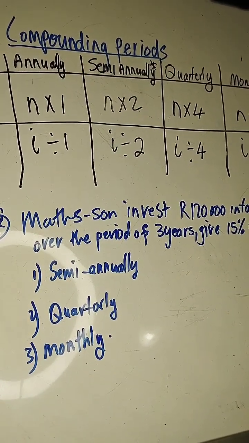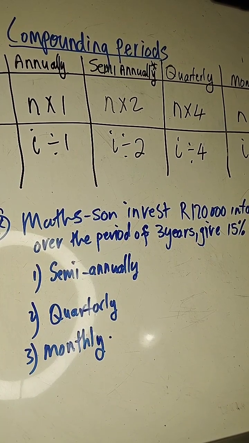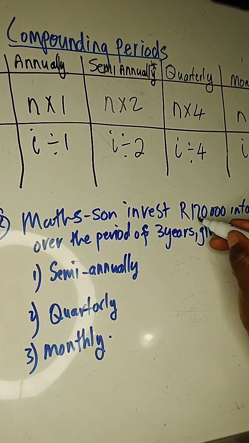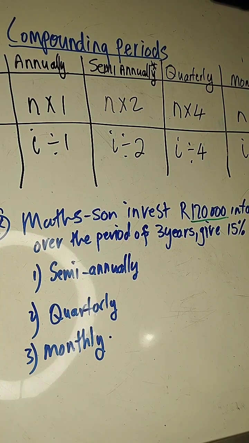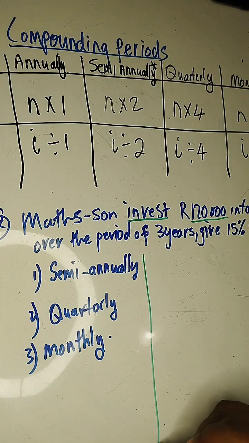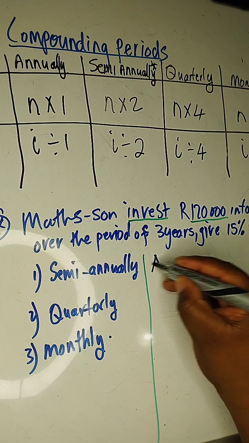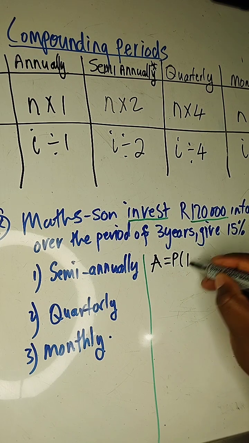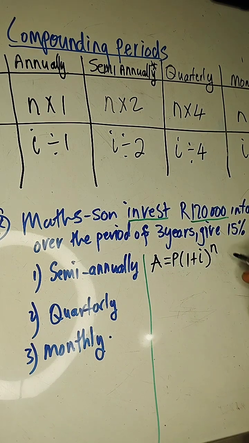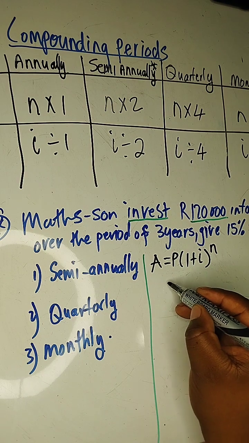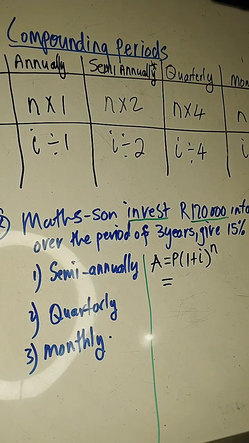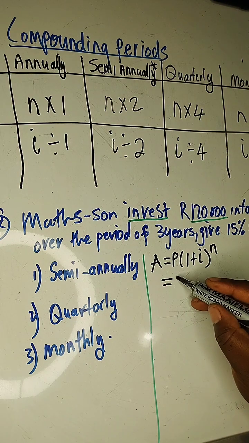Number one, we have 3 things. We have 120,000. We know that it's an investment, so we have a plus. Let's do the first problem, which is semi-annual. So I have A equals P into 1 plus I exponent n. Now come with me. We're looking for A. It's compounded semi-annually.